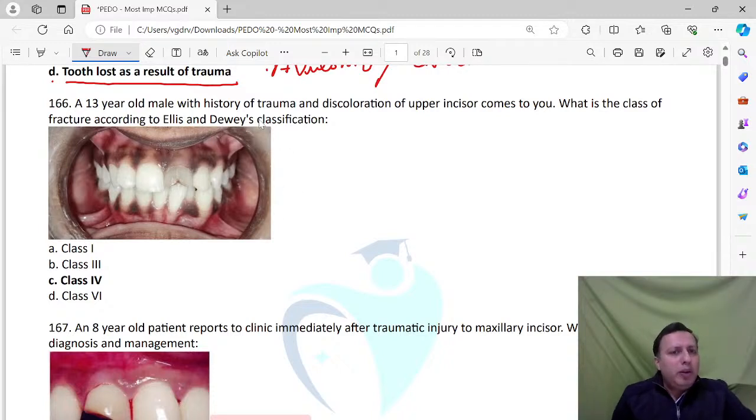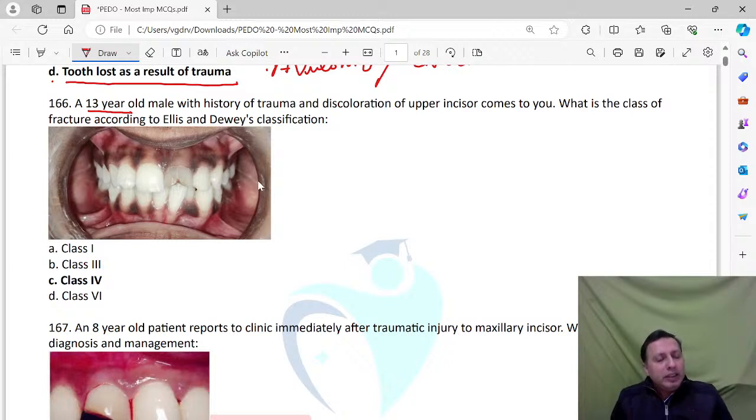a 13-year-old male with a history of trauma and discoloration of the upper incisor comes to you. What is the class of fracture according to the Ellis and Davey classification? Now, if you can see in this diagram, the tooth has become discolored. Now, the discoloration is basically a sign that the tooth has become non-vital. Okay, there is no blood circulation, and the age of the patient is 13 years. Okay, so in this case, they are asking under what Ellis and Davey classification it comes.